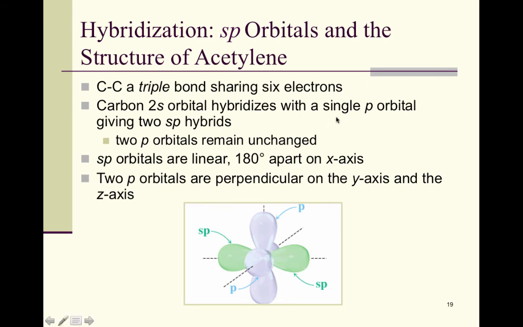The 2s orbital hybridizes with a single p orbital, giving us 2 sp orbitals. The 2 other p orbitals remain unchanged, and they're showing you those in blue here. So here's the first p orbital going up and down the axis. This one's going this way. Now this one here in green is not just a p orbital; it's a hybridization of 1 s and 1 p. So 2 p orbitals remain unchanged. sp orbitals are linear, 180 degrees apart on the x-axis. The 2 p orbitals are perpendicular, on the y-axis and the z-axis.